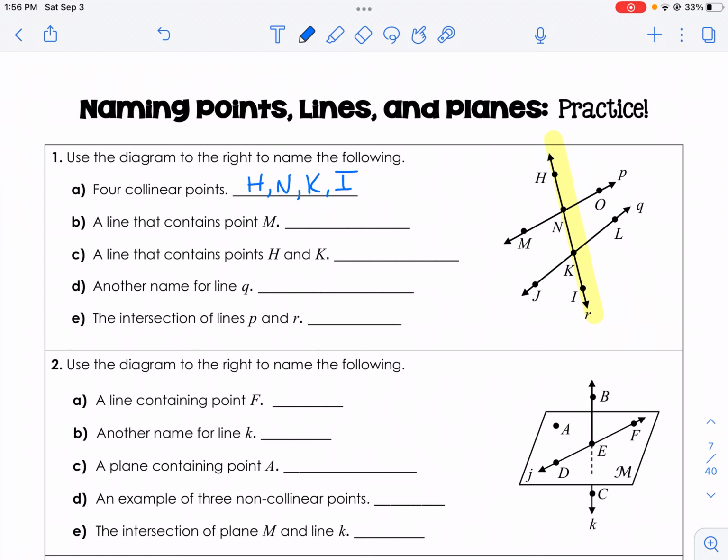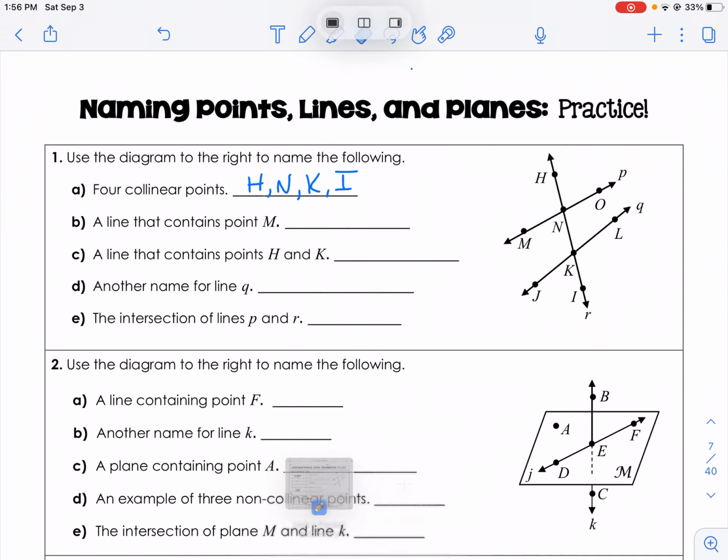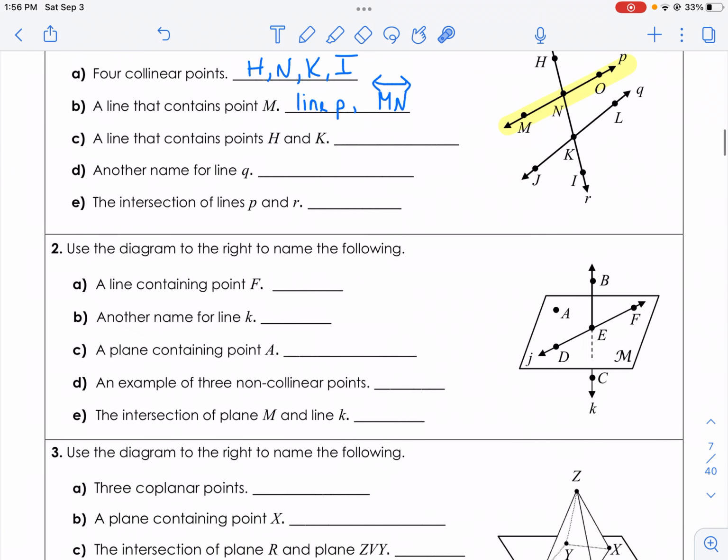A line that contains point M. So we look for the line here. And there's a line. There's a few ways you can call that. You can call that line P, because it does have a name next to the line. But what we'll often do is do like MN, MO, or NO. The important thing I want you to pay attention to is that we don't say MNO. For a line, you only use 2 letters all the time. And so that's a pretty good starting place there.